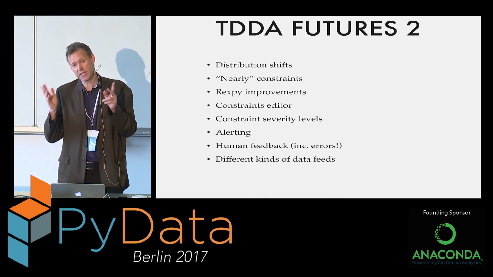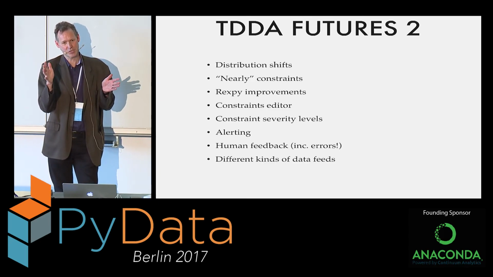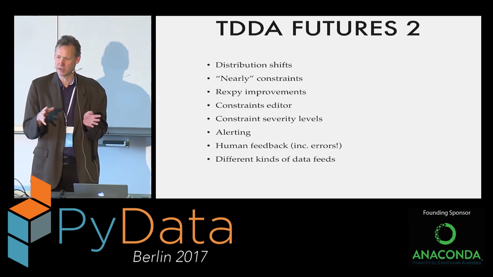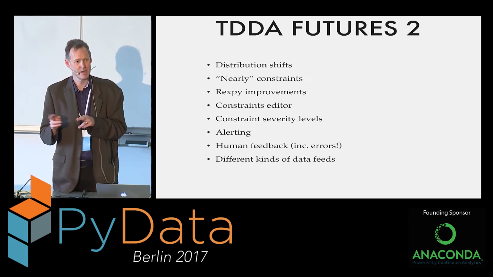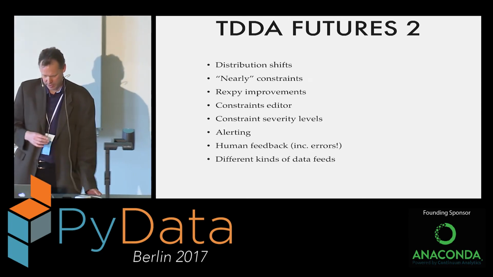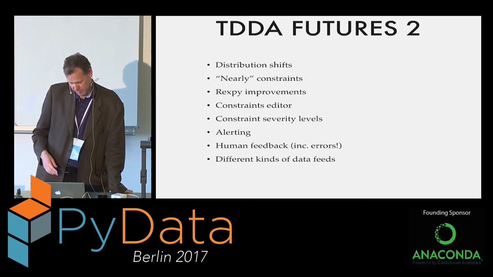Distribution shifts. Nearly constraints are really interesting. A constraint that isn't true, but it's very nearly true. So, the problem with that is almost no one defaults. We'll just say no one defaults. That wouldn't be a good example of this. But a good example would be 4 out of your million records have got strings when everything else is actually an integer or whatever. Constraints editor would be nice.